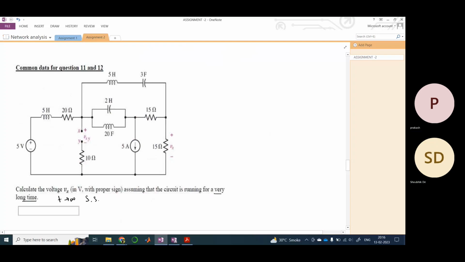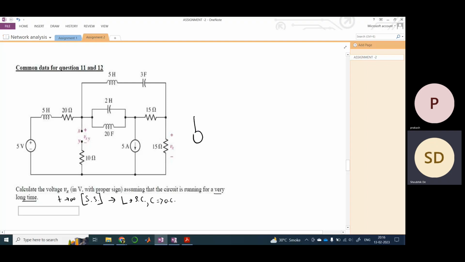Steady state. So at steady state, what we saw, the L is short circuit and the C is open circuit, OC. Therefore, you need to modify the circuit accordingly. And of course, this is an open circuit, so you don't need to consider it, because in the question only these two terminals are open. So you can consider this to be an open circuit. No worries. So if I redraw the circuit, what would it be?